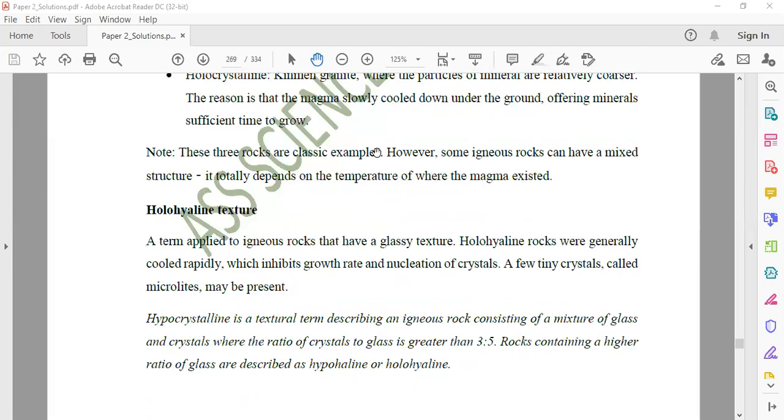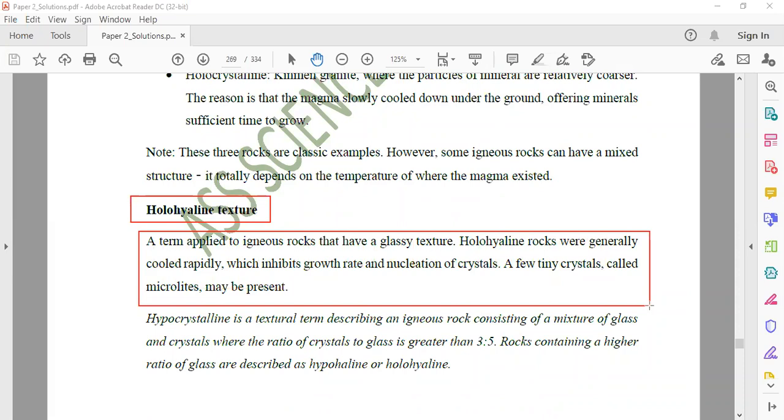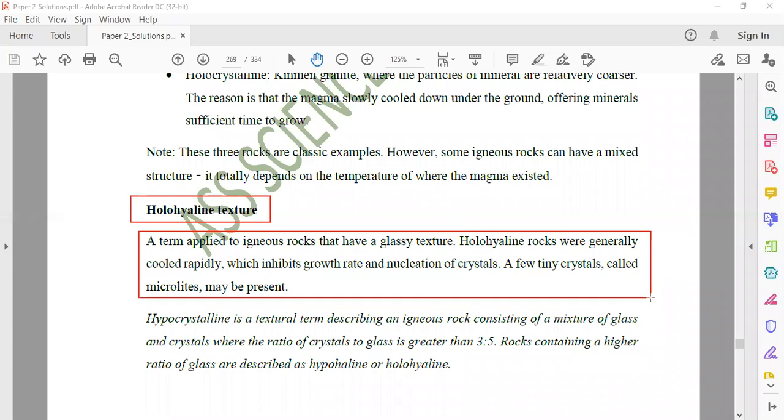यहाँ पे एक और टर्म है holohyaline texture, ठीक है. Holohyaline जो आपका एक वर्डिंग्स है वहां पे, a term applied to igneous rock that has a glassy texture, they are called holohyaline. Rocks were generally cooled rapidly, which inhibits growth rate and nucleation of crystals. A few tiny crystals called microlites may be present. तो ये ध्यान रखना है आपको.